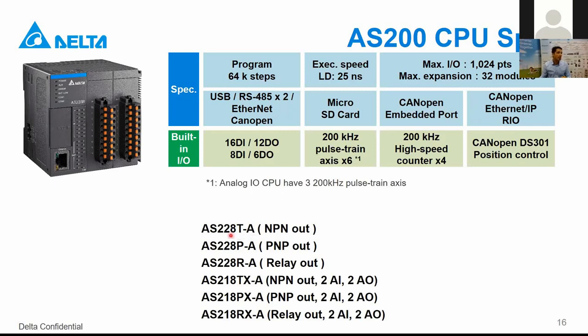And like AS300, AS200 also depends on the output type. Depending on the output type, you can choose different models. And we have one series which has a built-in analog input output. So for a small application, instead of getting an analog module separately, if the resolution is fine, you can go with the built-in analog input output.